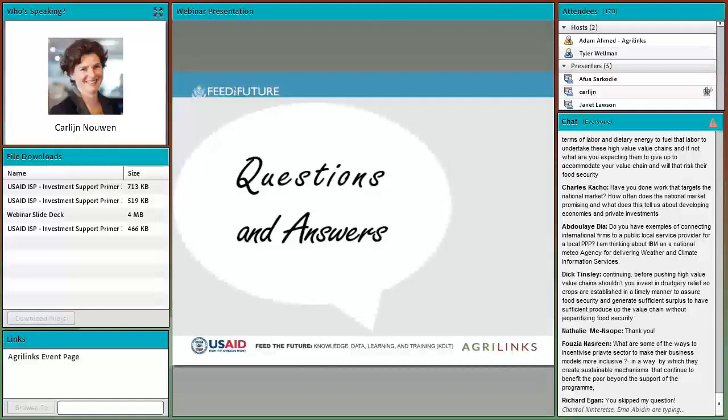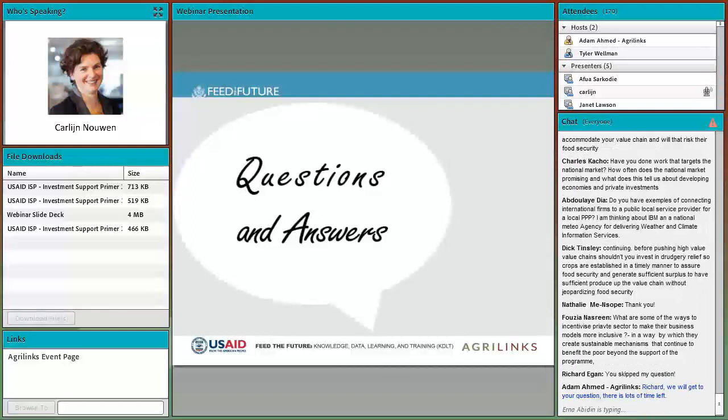Yes. So connecting international firms to a public local service provider for a local PPP, I don't think we've done that. We have in some cases linked to certification, possibly yes. So certain products needing to be certified in a particular way or needing to meet certain phytosanitary requirements where there's a public testing or public certification, but that is not necessarily a PPP. That is more of understanding each of the steps that need to happen and making sure that you are compliant both locally and internationally.